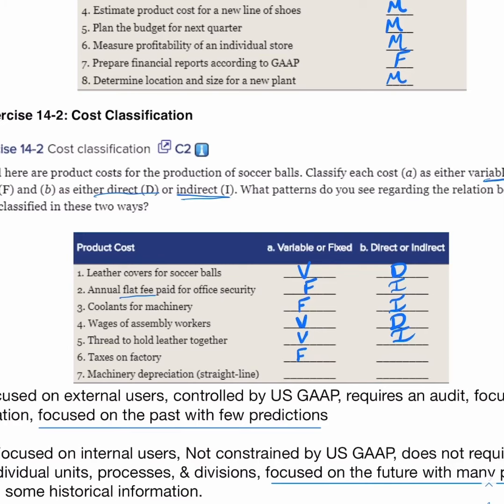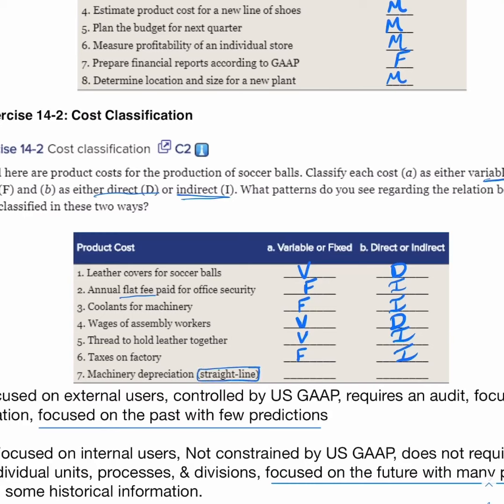So your property taxes are not based on how many soccer balls you produce, but rather on the property itself. So that is why this is a fixed cost, even though in your head you may say, well, that's going to change over time. Absolutely it will. But just make sure you understand what we mean in this course is, does that cost change proportionally to changes in activity? Property taxes do not, so that is a fixed cost. Next, that will be indirect, because we will not try to assign the cost of those property taxes to each individual soccer ball.